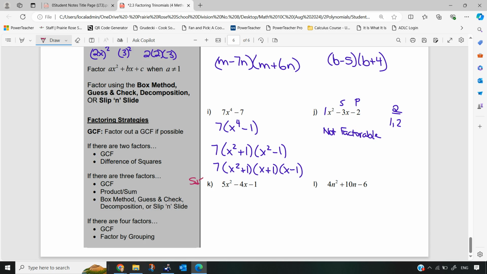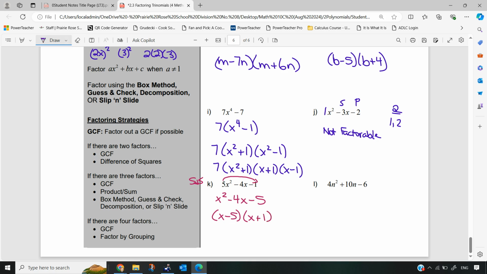I'm going to use slip and slide. So I'm going to slip the 5 over to create a new trinomial. That's going to give me x squared minus 4x minus 5. I'm looking for two numbers that multiply to be negative 5 and have a sum or difference of negative 4. So x minus 5 and x plus 1.